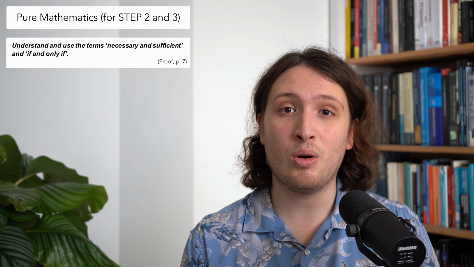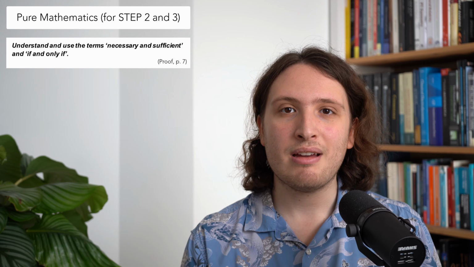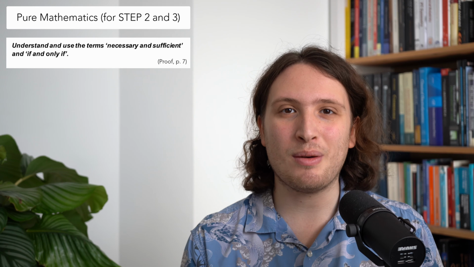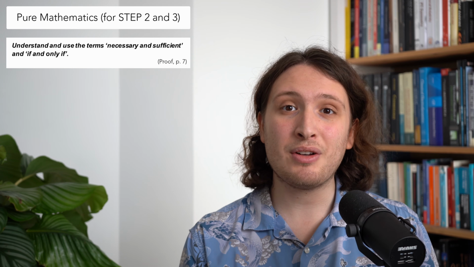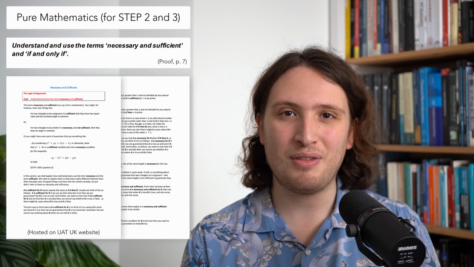Now, there are some small discrepancies between the AQA Pure Maths and STEP Pure Maths. So in particular, for Step 2, one example is necessary and sufficient conditions, or an equivalent formulation of the same idea, if and only if. So if you've prepared for TMUA, you will already have covered these ideas to a more than adequate level. And if you haven't, a good place to begin would be the Cambridge notes on logic and proof, which were prepared for TMUA.